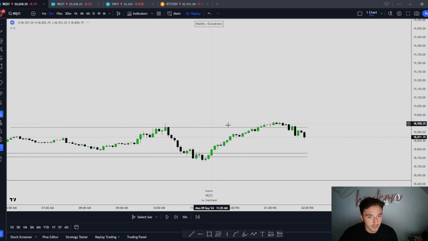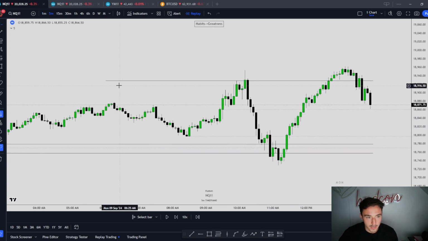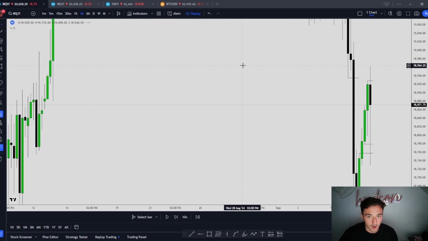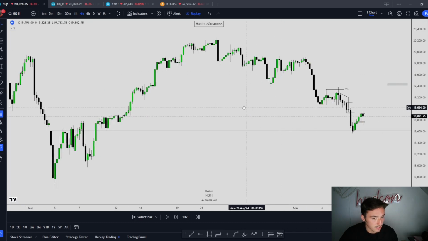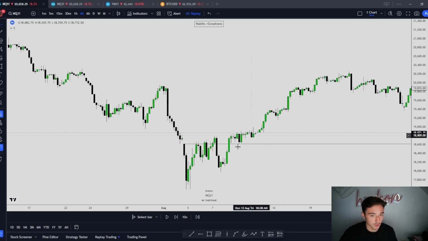Go to the 5-minute. Right here. This is it. Take out this high, short it. Down to that fair value gap. All you need is a 4-hour level. This is it. This is all you need to find your draw on liquidity.